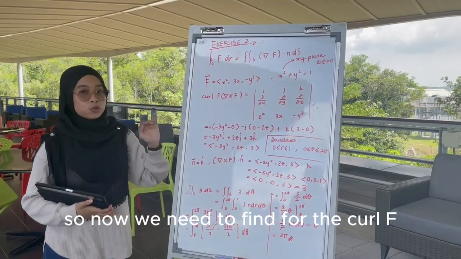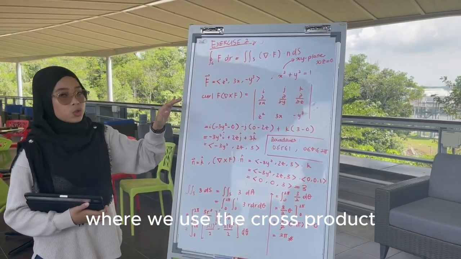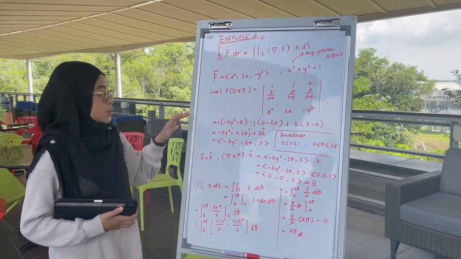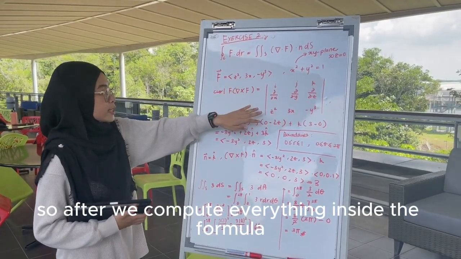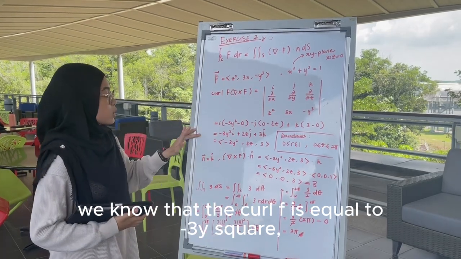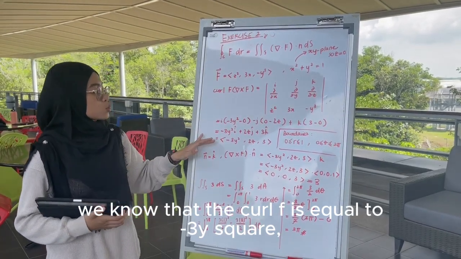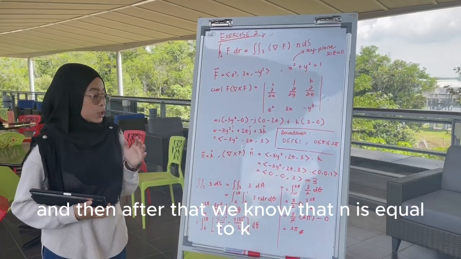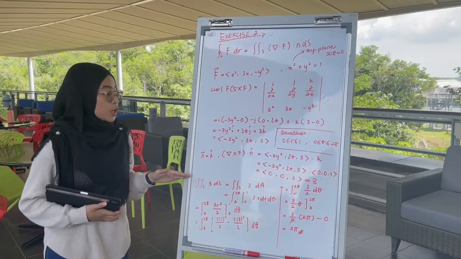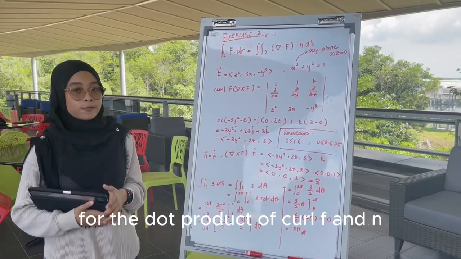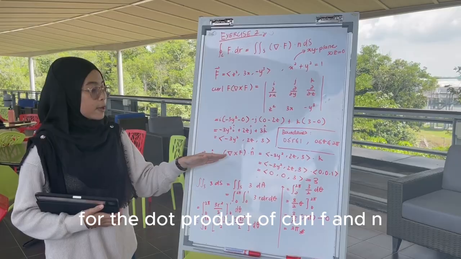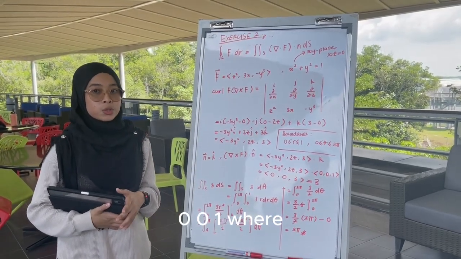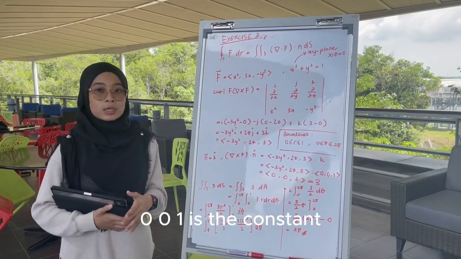Now we need to find the curl F, where we use the cross product calculation. After we compute everything inside the formula, we know that the curl F is equal to negative 3y squared, 2z and 3. Then we know that n is equal to k, where right now we need to find the dot product of curl F and n. So n is equal to k, which is 0, 0, 1, a constant.